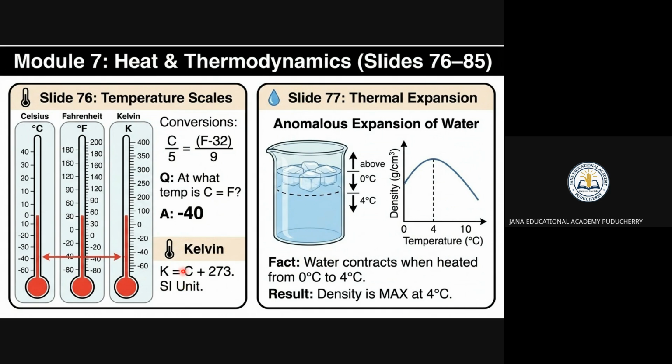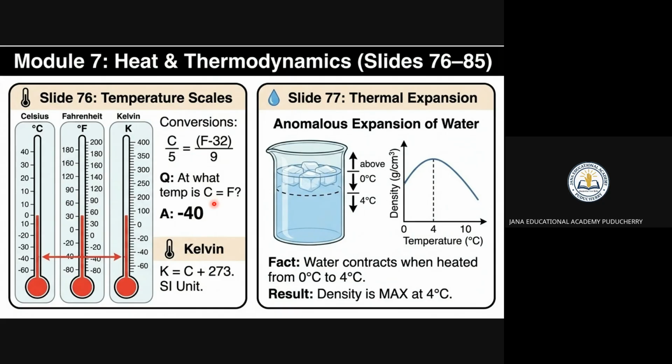This is 0 to 273 degrees, right? That is just the change. There is a difference between Celsius, Fahrenheit, and Kelvin. At what temperature are Celsius and Fahrenheit the same? It is minus 40. The conversion formula is F minus 32 by 9 to convert Celsius to Fahrenheit.